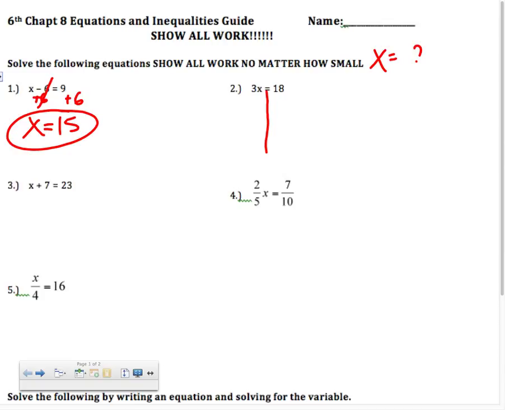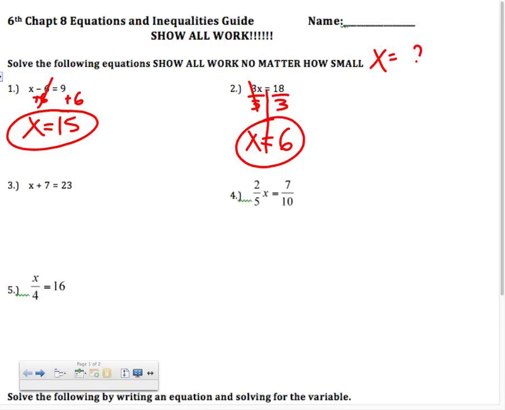So in this case, it's 3 times x equals 18. Remember, if the variable is right next to the number, it implies multiplication. So this is 3 times x. So to get rid of 3 times x, I'm going to divide by 3. I'm going to divide by 3. This is going to go away. I'm going to be left with x. And then 18 divided by 3 is going to give me 6. And that'll be my answer for that one.